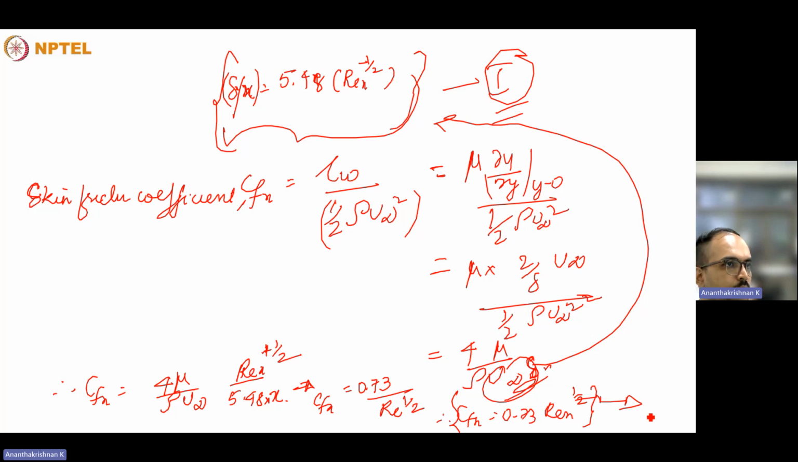The accuracy can be improved if you use a cubic velocity profile instead of a quadratic velocity profile. But even then, the actual value will be slightly off. Though you can get the value of the skin friction coefficient quite the same, it may not be applicable for the case of the boundary layer thickness. So the boundary layer thickness constant will be 4.92, somewhere around 5, in the case of the Blasius solution. But in the case of the cubic profile, that will be 4.64.